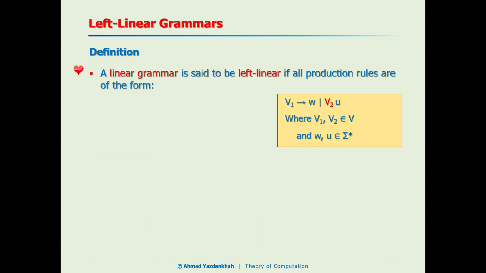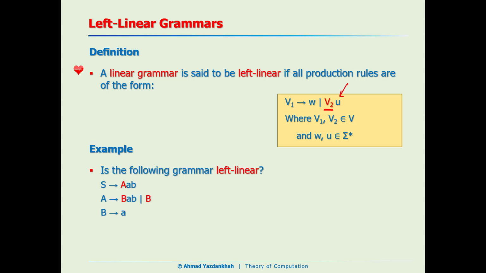Similar to the right linear, we have left linear, right? And the variable should appear on the left side of the terminals. Is this a left linear grammar? Let's see. We have one variable here on the left side of the combination of the terminals, and we have one here, and we don't have anything here. So all of those production rules that have a variable on the right-hand side, all of the variables appeared on the left part of the combination of the variable and terminals, right? So then we would say yes, it is a left linear grammar.